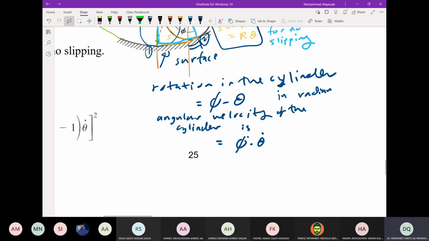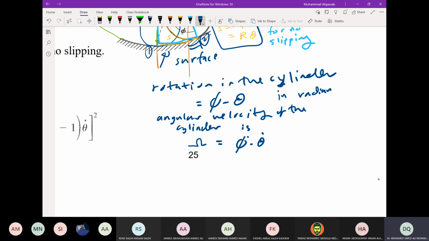And the same thing with the angular velocity: it is only differentiating the angular displacement with time. It is the rate of change of angular displacement, that is the angular velocity. So it is phi dot minus theta dot. And I think we call it in the slide omega, which is the angular velocity.